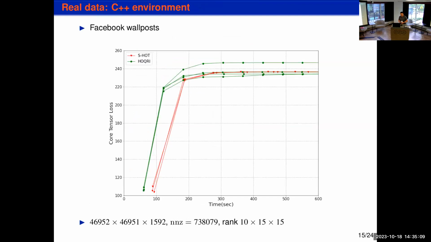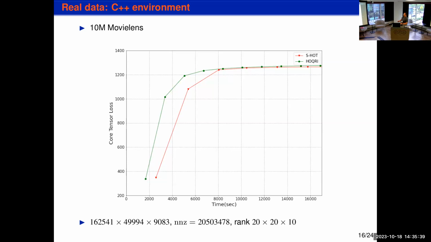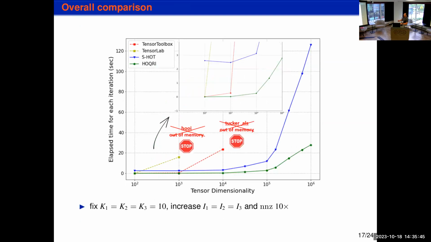Finally, there's a C++ implementation, and the only competitor we can find is S-HOT, an Arnoldi implementation of HOOI for singular value decomposition. And you see, again, we're much faster. Again, for this one, I'm not claiming that HOQRI is better. It's just that for some lucky initialization, you get a better performance there. Okay, here is another much bigger tensor, with the same observation.